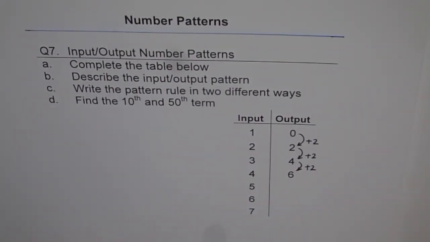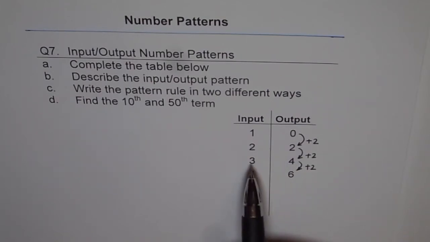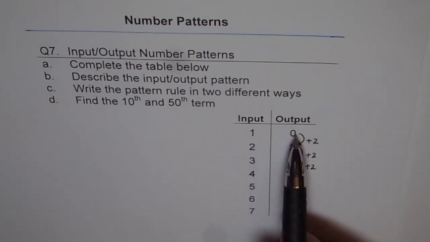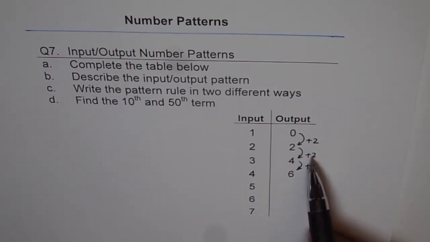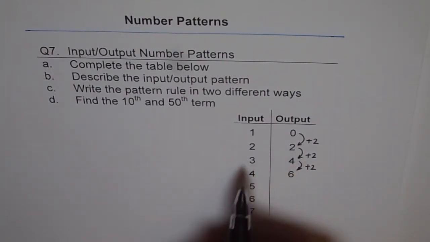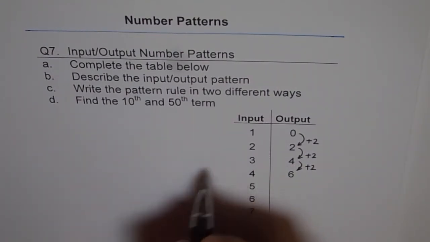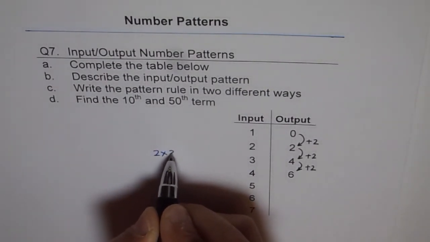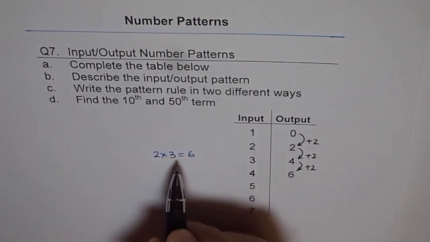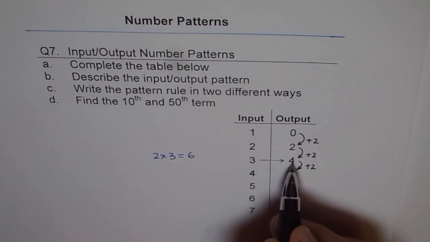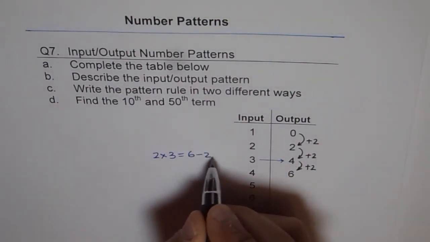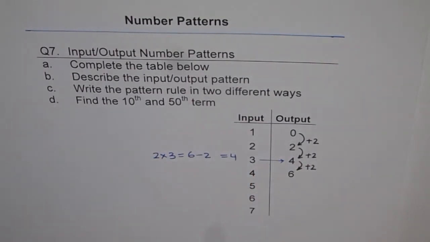Let us try to figure out how do we get 4 from 3, how do we get 2 from 2, and 0 from 1. The key lies in this plus 2, right? 2 has to do something about it, right? Now let's look into it. What is 2 times 3 equal to? So we'll write 2 times 3 is equal to 6. But we need 4, right? For 3 we need 4. But 2 times 3 is 6. How will you get 4? Minus 2. So 6 minus 2 is 4. Correct. So we got the right answer.